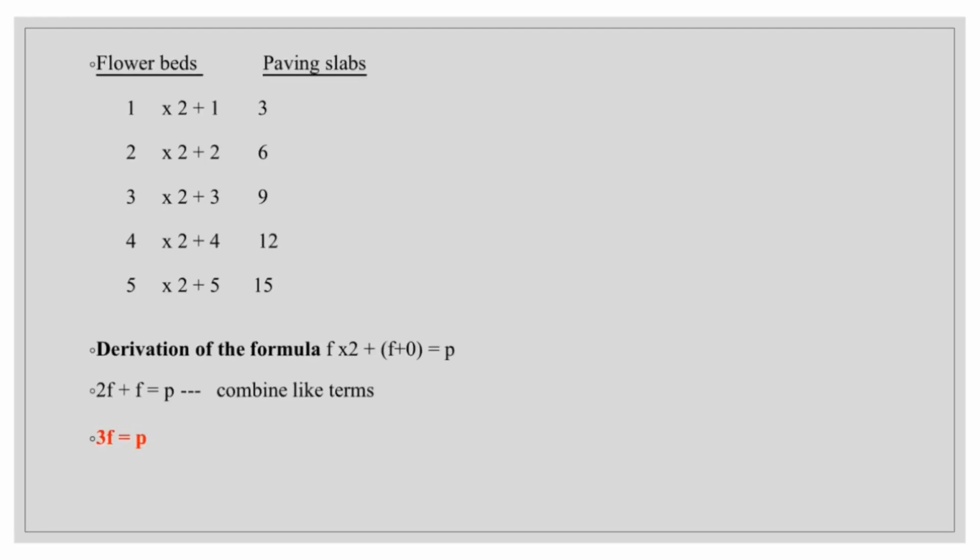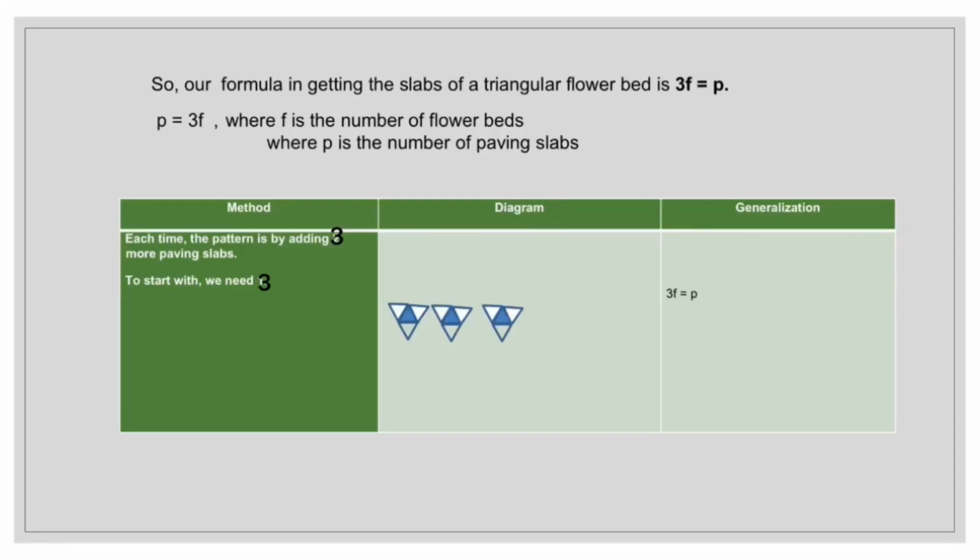Then, combine like terms, 2f plus f. So, our formula in getting the slabs of a triangular flower bed is p is equal to 3f, where f is the number of flower beds, where p is the number of paving slabs. At meron tayong another explanation dito, which is, sabi, each time the pattern is by adding 3 more paving slabs. To start with, we need 3.